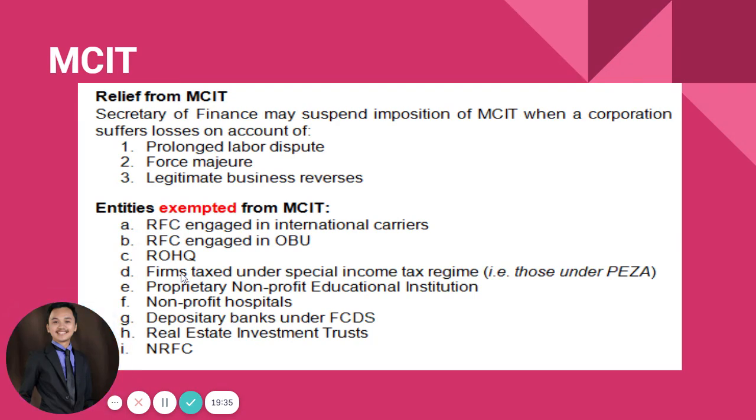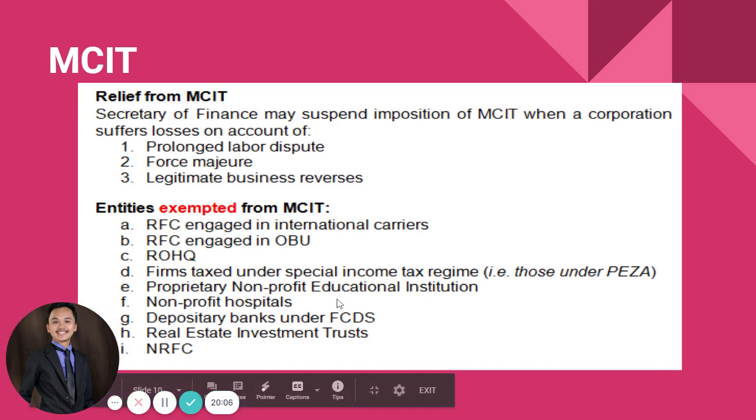The firms under special income tax regime, those under PEZA. So again, when we talk about special tax regime, guys, they are taxed below 30%. Okay? An example of those is those registered under PEZA, meaning they are taxable at a lower tax rate. For example, PEZA, they are taxable using a 15% preferential tax rate. So they are not also allowed to use MCIT.